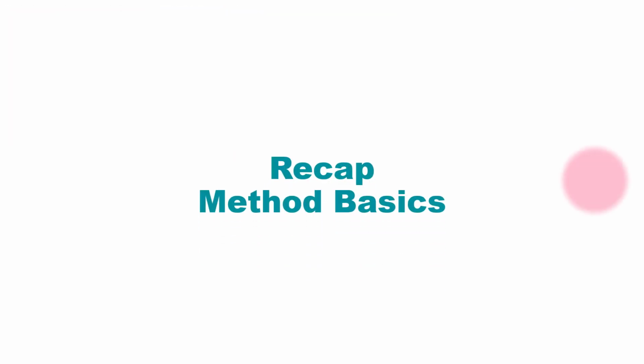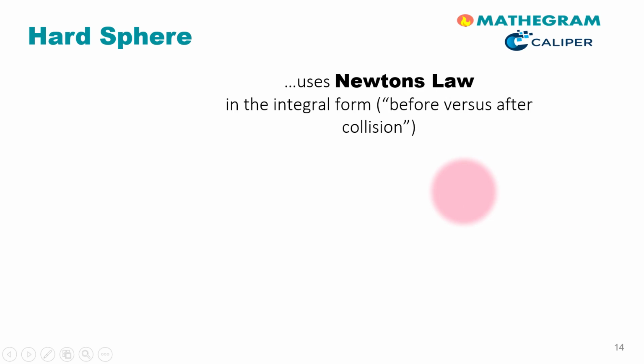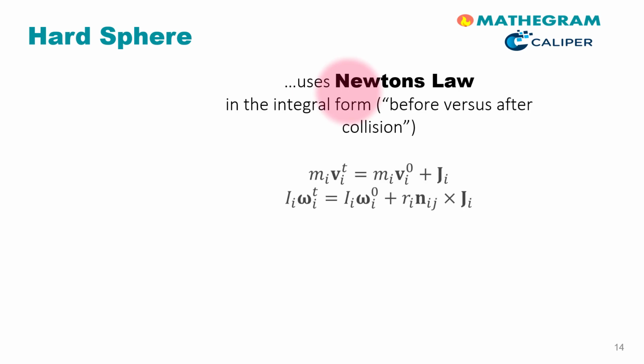We now dive into some method details that are essential for your understanding of the whole course. We start with a reminder on the two different approaches followed in DEM simulations. First, this is the so-called hard sphere approach, which uses Newton's law of motion in the integral form. Integral means that we consider a pre-collisional (superscript 0) and a post-collisional (superscript t) instant in time.